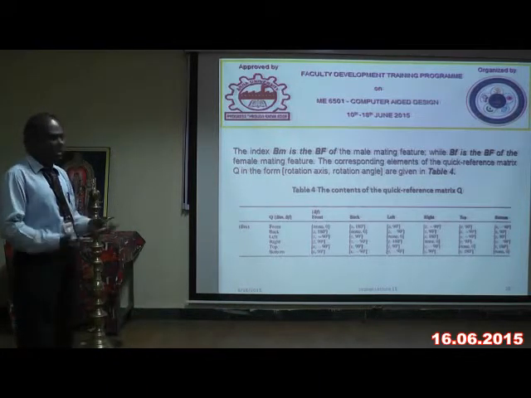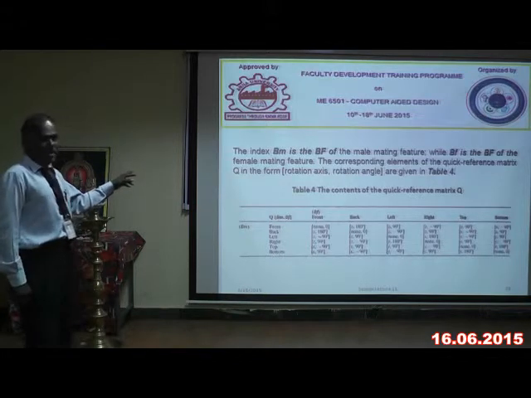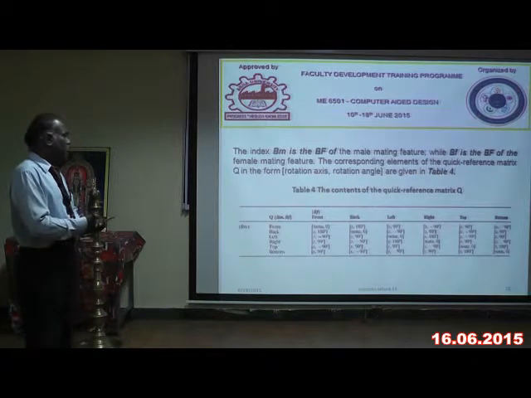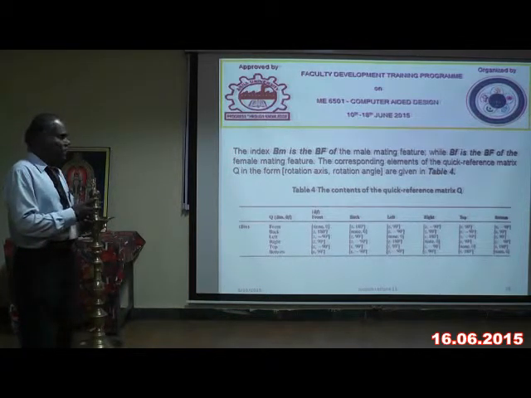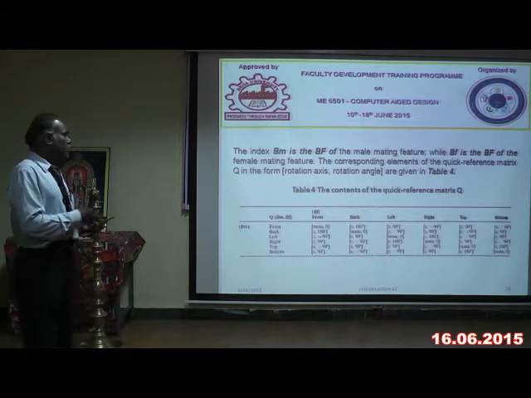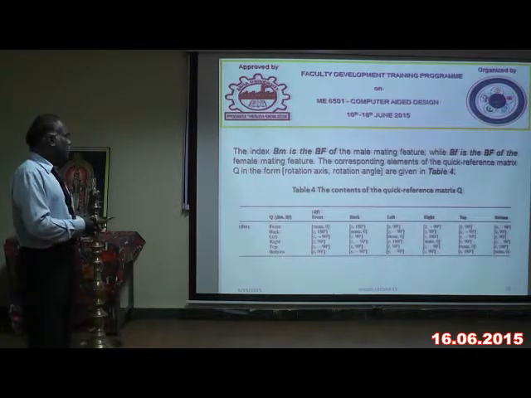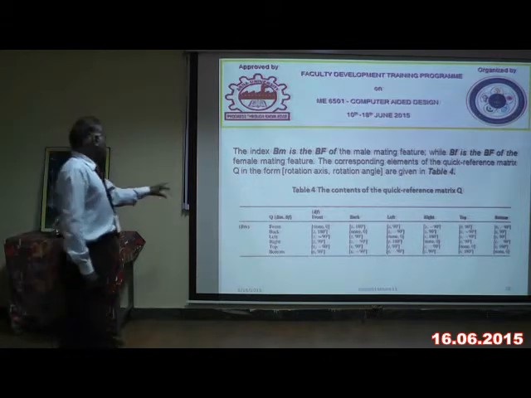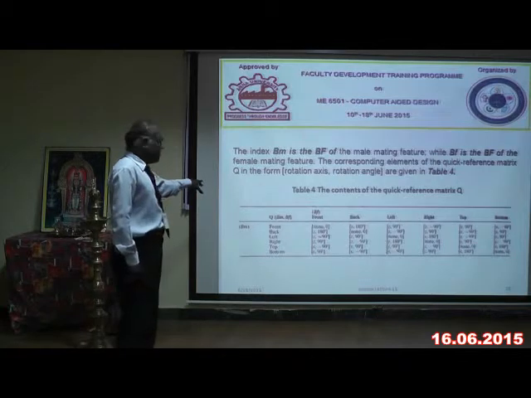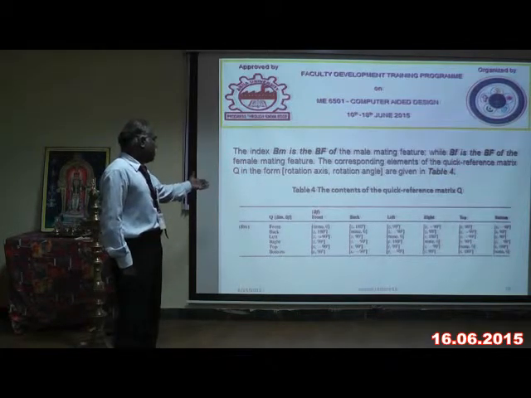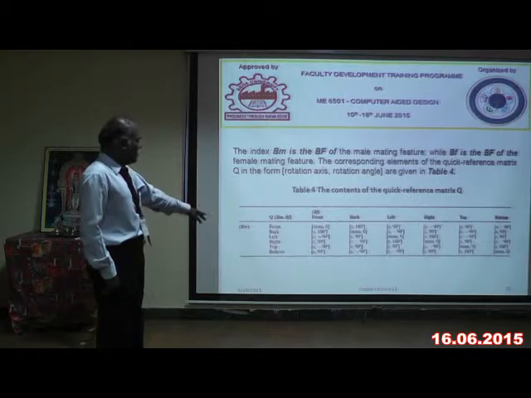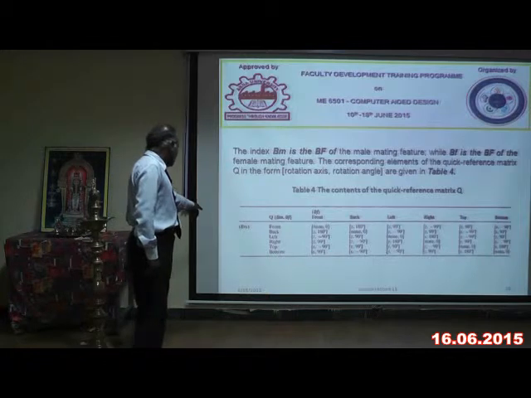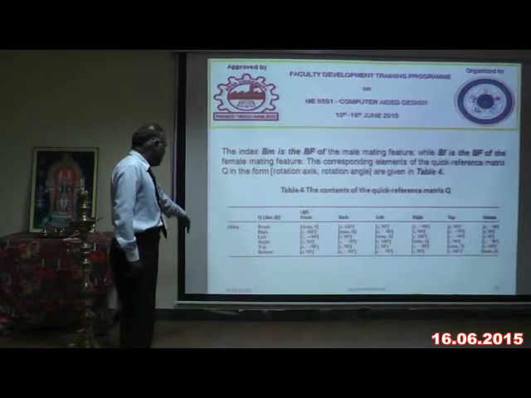Now let us consider the point B notated with M, the boundary face of the mating part, while B suffix F is the boundary face of the female part. Now the corresponding elements of the quick reference matrix are in the form Q, here denoted as the quick reference matrix. The rotation axis and the rotation angle are given in table 4. Here the P of M points front, back, left, right, top and bottom.